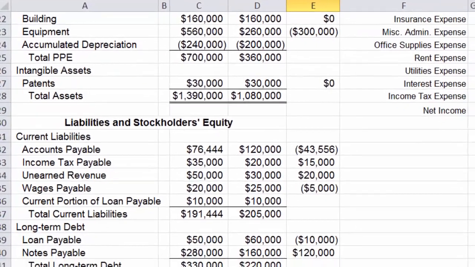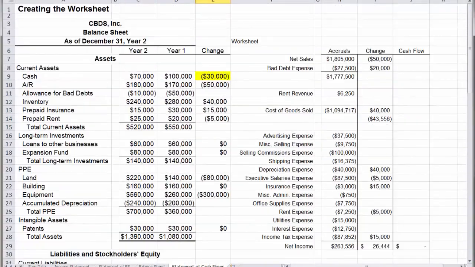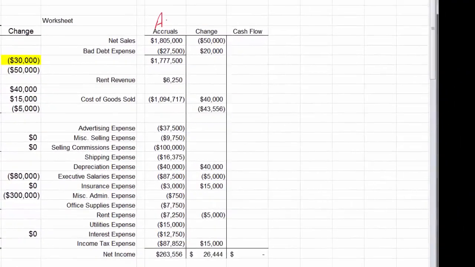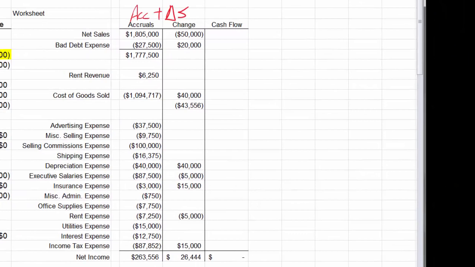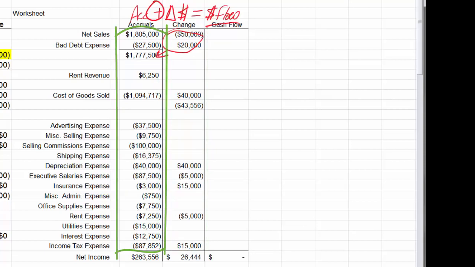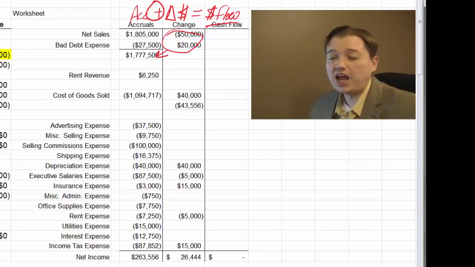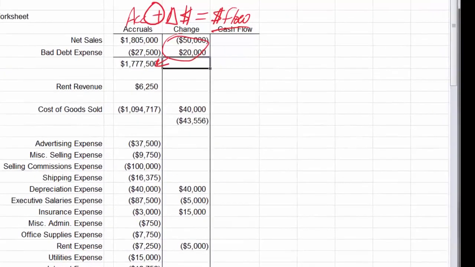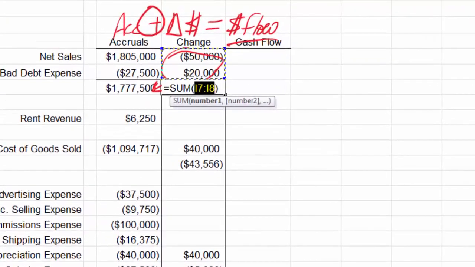All right, let's go back to our statement of cash flows now. It's time to finish our worksheet. In order to do this, remember we take the accruals plus the change in cash to give us our cash flow. So I need to add these numbers to these numbers. So let's go ahead and do that. And again, anytime I have multiple adjustments for one line item, I always add them together first. I'm going to put in a line here and add those up. So my net change to net sales is going to be $30,000.